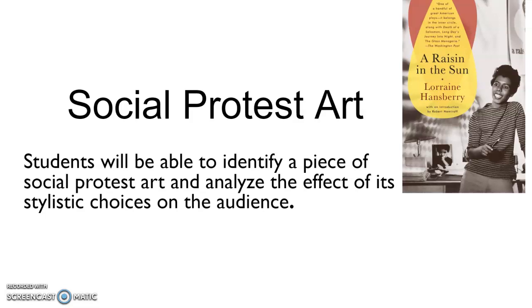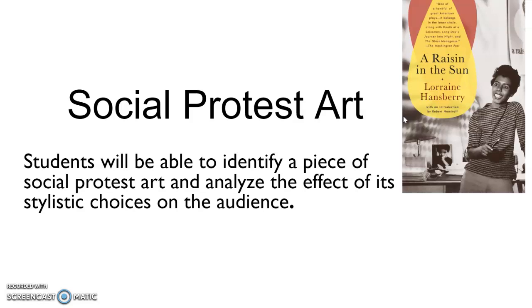This is Lesson 1.1, Step 1. It's about social protest art. So in Unit 1, we're going to be reading this play, A Raisin in the Sun. It was written by Lorraine Hansberry in the 1950s, and it is an example of social protest art.